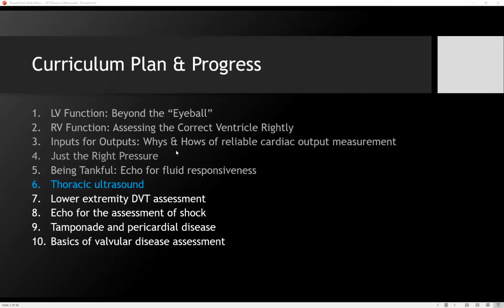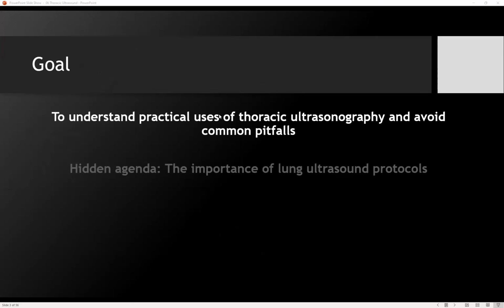So this is what we're up to in our curriculum plan and progress. This is the 6th lecture. This is the first one that's moving away from cardiac echo and moving into thoracic ultrasound. And eventually we'll do lower extremity DVT assessment and then echo for the assessment of shock as well. Our goal for today is to understand practical uses of thoracic ultrasonography and avoid common pitfalls. And the hidden agenda will be to share with you my impression of the importance of using lung ultrasound protocols.